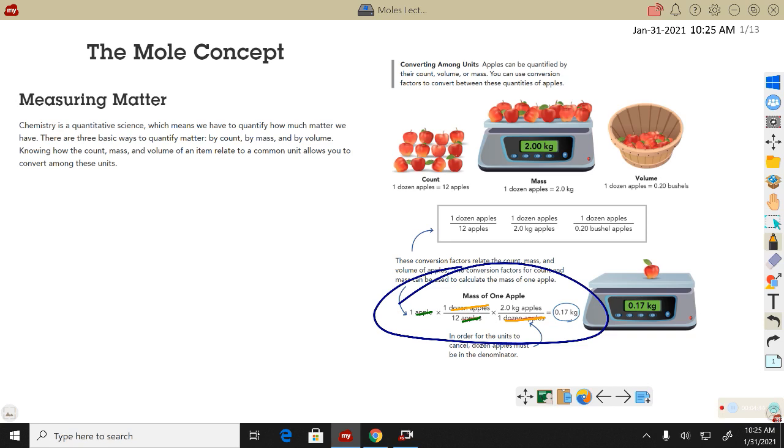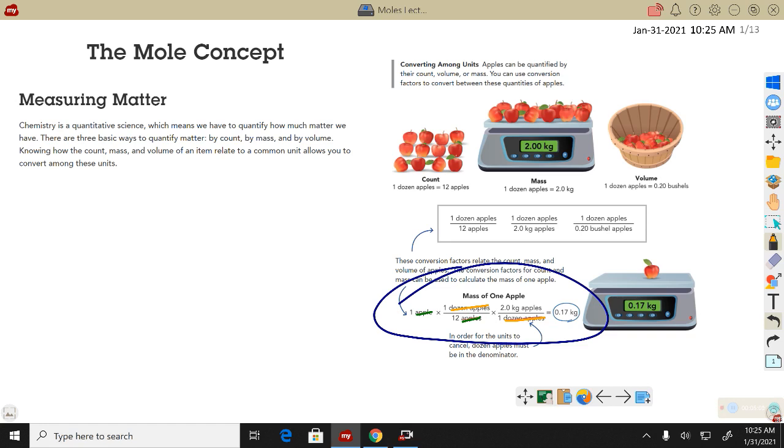So in a nutshell, I could say 1 times 2 divided by 12, or 1 divided by 12 times 2. And that should give me a mass of 0.17 kilograms per apple. That should be the mass of an apple.